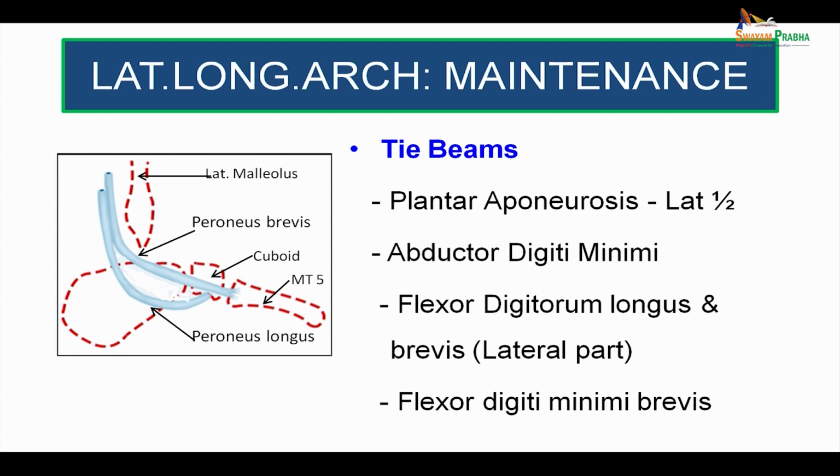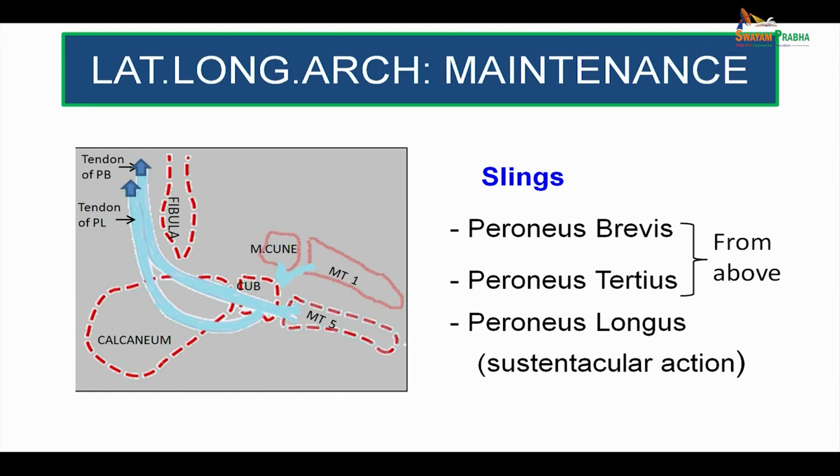Coming on to the tiebeams, or the structures holding the arch together, we have the plantar aponeurosis, the lateral half of it, and the various muscles like abductor digiti minimi, the lateral portion of the flexor digitorum longus and brevis, and flexor digiti minimi muscles. The slings or supports acting from above are the peroneus brevis and tertius muscles, and the peroneus longus, by way of its attachment to the under surface, gives a sustentacular action.